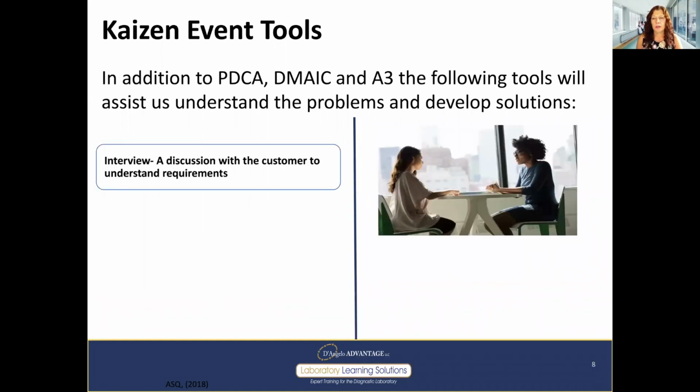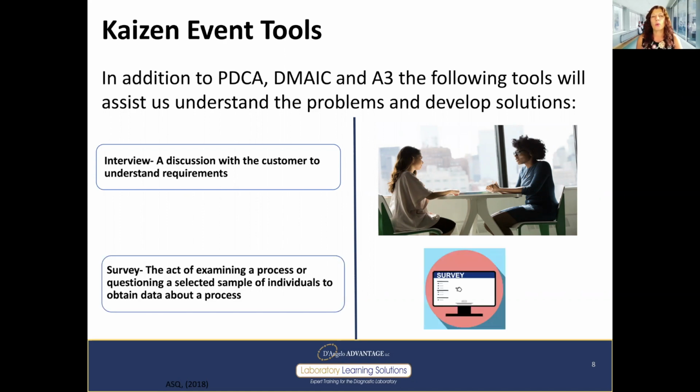We can also interview the customer. We can interview our internal customers and we can interview our external customers just to find out what the problem is, or we can also send a survey and we can ask a couple questions with a survey, and then in the Kaizen event, we could have results of the interviews and results of the survey to discuss with our teams. Now, we can also pull customer complaints or patient complaints, and that is a useful way to find out what is happening within that process as well.